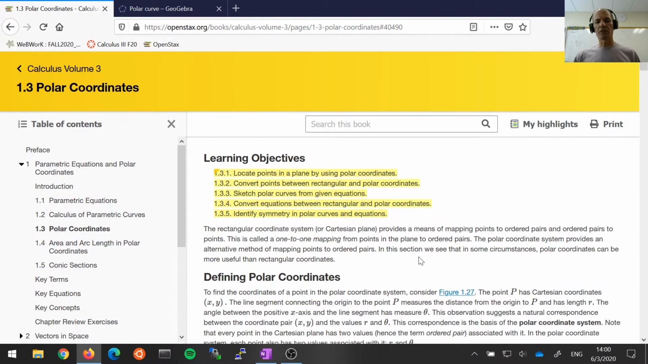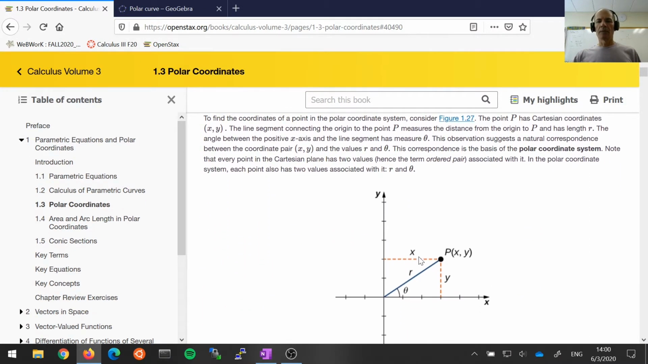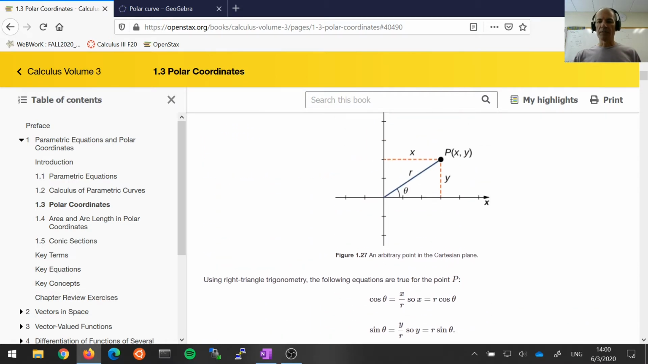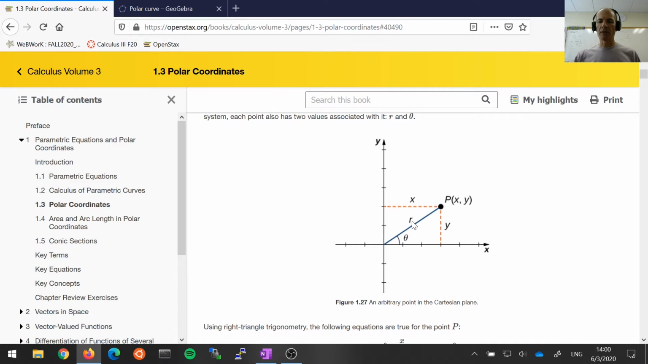We have the learning objectives up here. Defining polar coordinates, instead of specifying position by a distance along the x and a distance along the y, we specify a location by an angle with the x-axis and a distance from the origin. The angle is given by theta, the distance is given by r. With a little bit of trigonometry, we can see, for example, that r, being the hypotenuse of this right triangle here, is just the square root of x squared plus y squared.